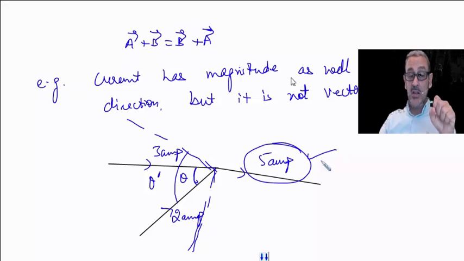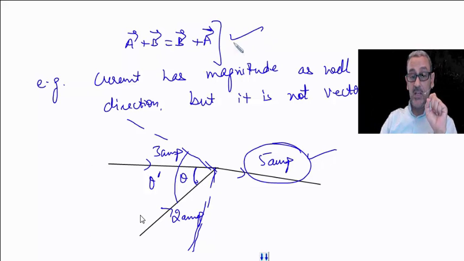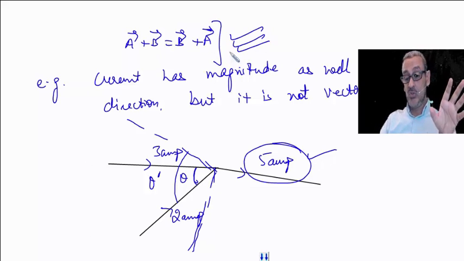No doubt it has magnitude and direction, but it is not a vector. So for a quantity to be a vector, it should obey the vector law of addition also. If the vector law of addition is not obeyed, it is not a vector. This is very, very important.